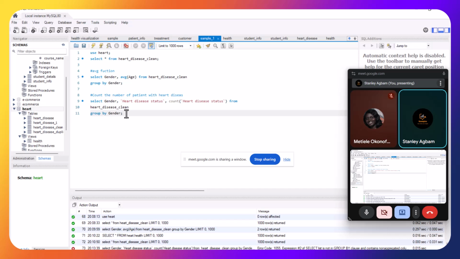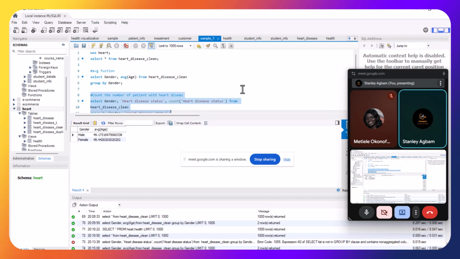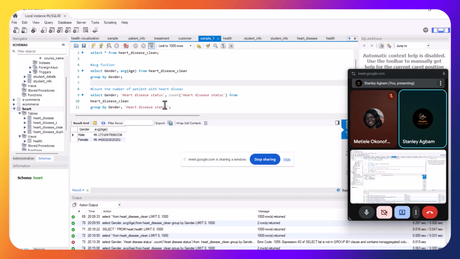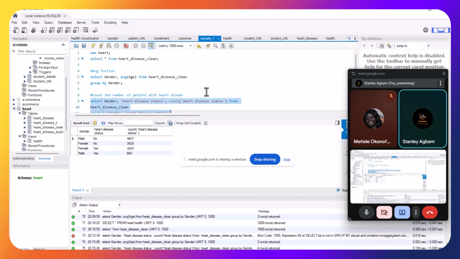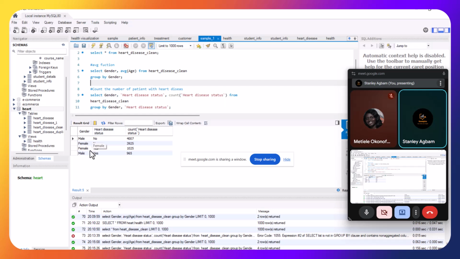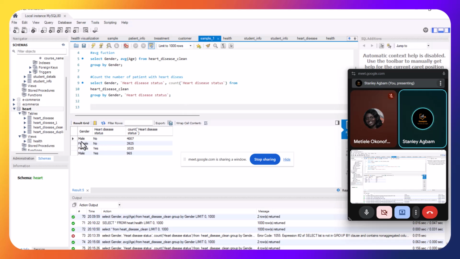Okay, yeah, actually group by gender and add disease status. Yeah, this is it. So for the male patients who do not have heart disease, there are 4,007. The females who do not have heart disease are 3,925. The females who have heart disease are 1,025. The males who have heart disease are 965.